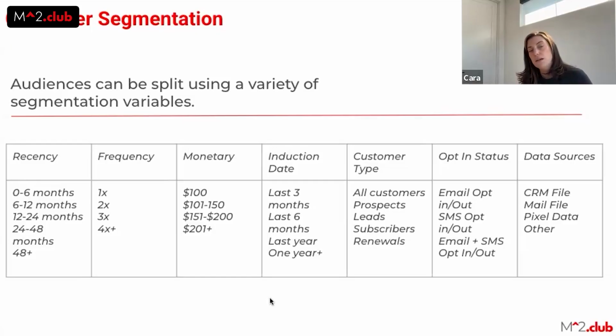Customer type is another one, especially if it's a subscription business. You might want to segment your file by folks who are subscribers or folks who are up for renewal. Opt-in status, we just talked a little bit about that. There's all different permutations that you can take a look at as it relates to opt-in status. And then lastly, you can bring in any other custom flag that makes sense to the brand.